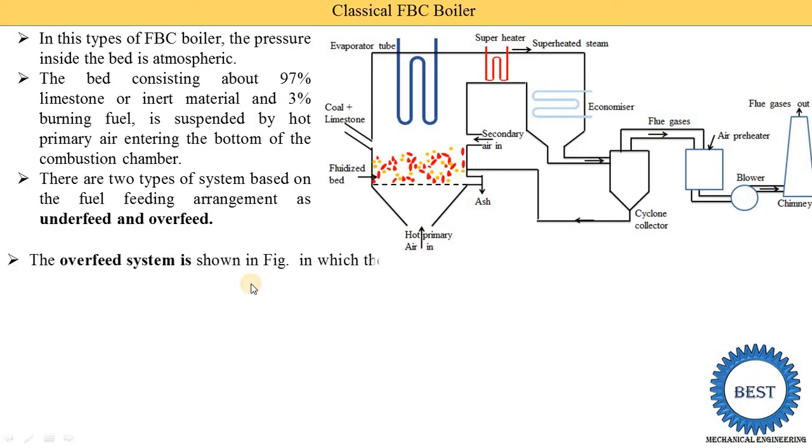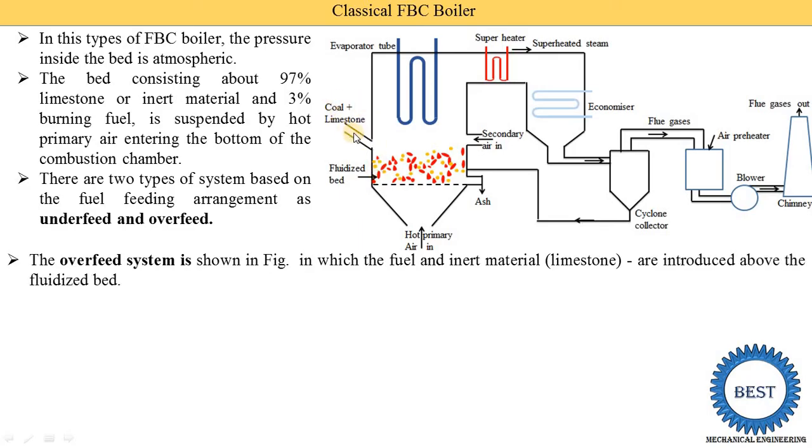So the overfeed system is shown in this figure. Why is it called overfeed? I again repeat, the coal and limestone is supplied from the upper side of the fluidized bed. That's why it is called over. So in this figure you see this is the overfeed system, in which the fuel and inert material, means the limestone, are introduced above the fluidized bed. That's why it is called overfeed.